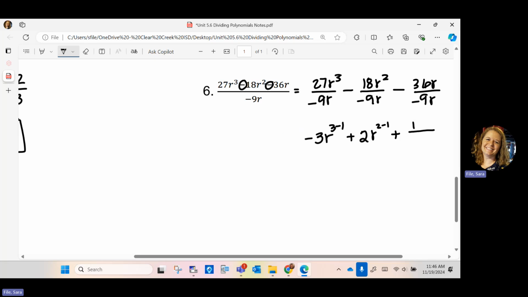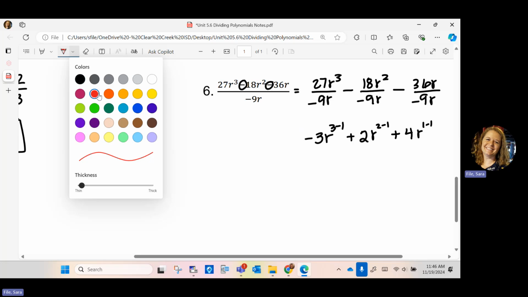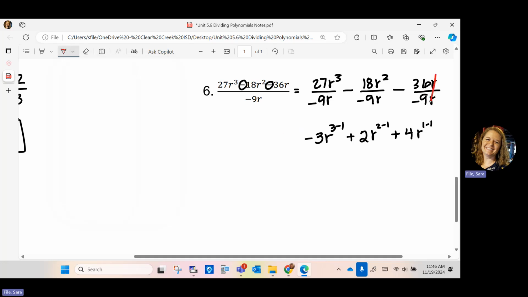Oh, that's not a 3. Sorry, I didn't pay attention to the 6 there. That's a 36 divided by 9, which is 4. And then r divided by r, those are both the power of 1, so it's 1 minus 1. Or you may realize without having to write it that way, it's the exact same thing divided by itself. That's going to reduce because 1 minus 1 here, that's 0. This is r to the 0 power. And anything to the 0 power is 1.